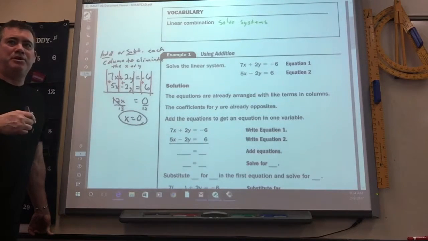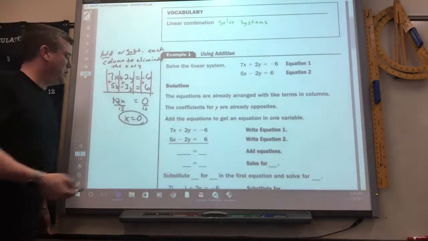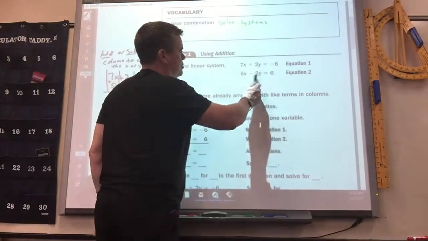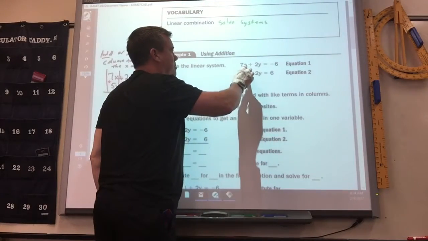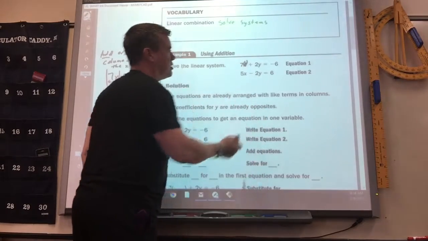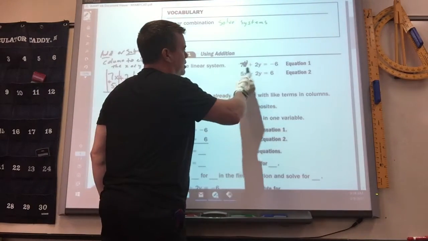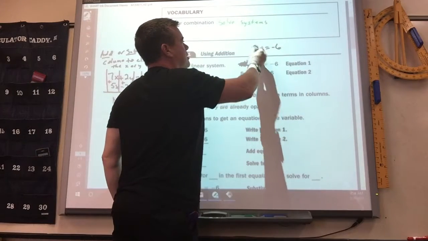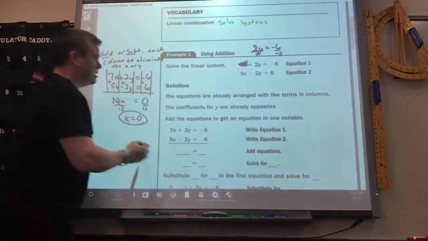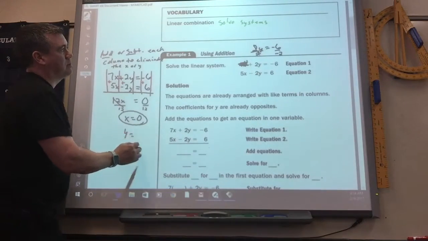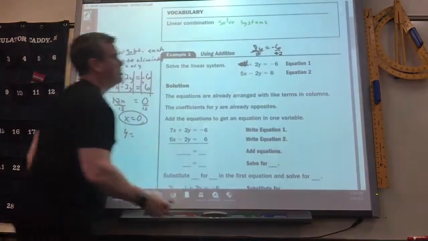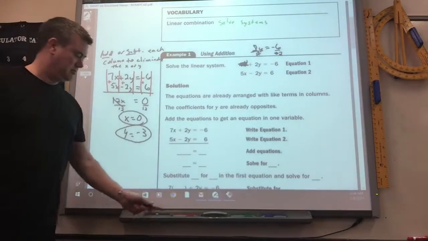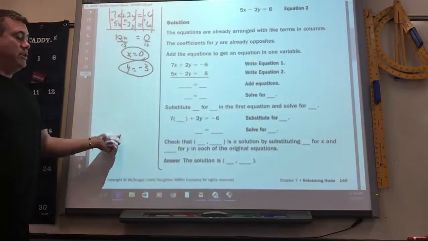Now, once you have x, remember you still got to find y. So what you do is you choose either equation. The easiest one, I'll just choose this one. And put 0 in for the x, because I just figured out that's 0. So 7 times 0 is 0, plus 2y equals negative 6. So then I got to divide by 2, and you get negative 3. Yep. Okay? So that's it.